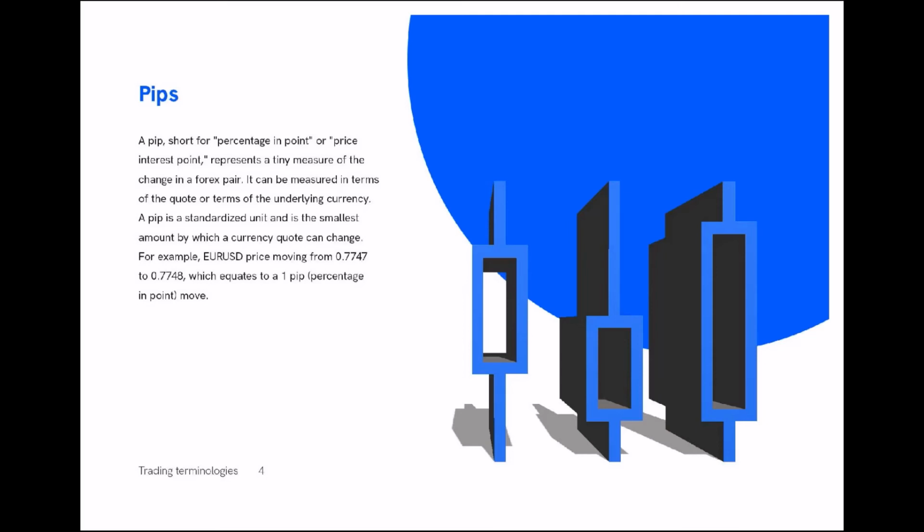For example, if the price moves from 0.7747 to 0.7748, we just say that is a 1 pip increase in price, because we moved from 0.7747 to 0.7748. That is what a pip is.